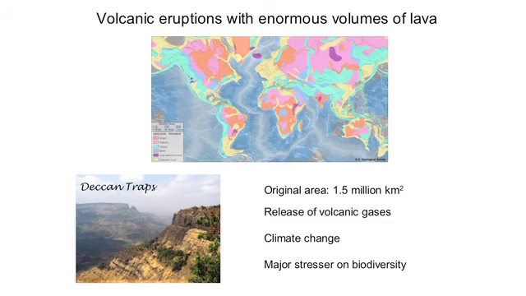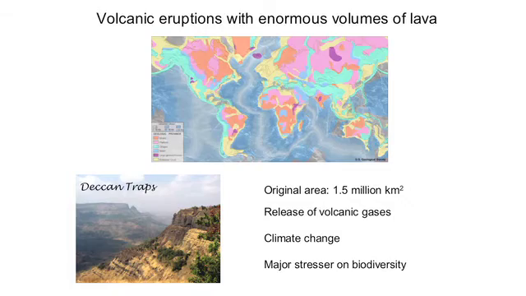That happened at about the same time that the Chicxulub impact occurred. And that erupted, the original area was about 1.5 million kilometers squared. Now that has reduced to about 500,000 kilometers squared through erosion, but the original eruption area was roughly about half the size of India. And the release of volcanic gases, such as sulfur dioxide, had a fingerprint on the climate change. It was roughly about a couple degrees C in temperature at the surface, which produced major stresses on biodiversity.